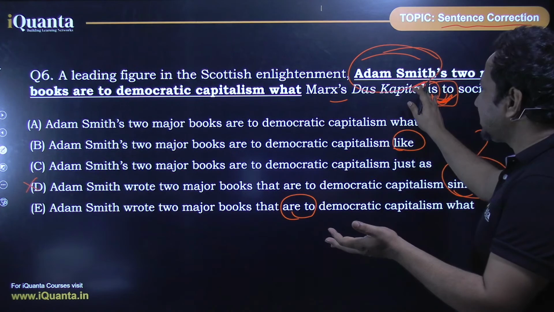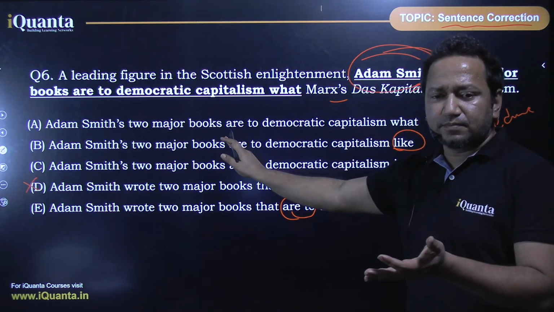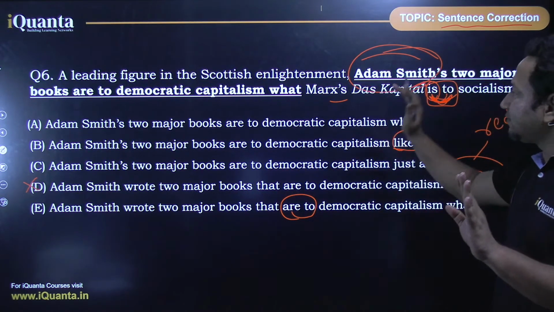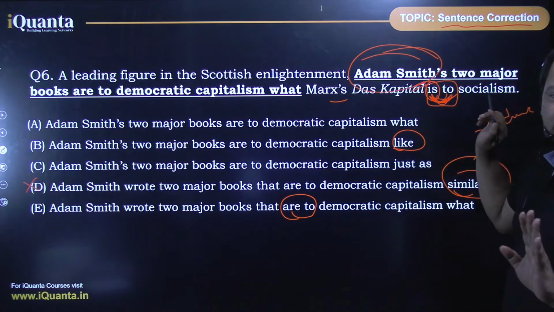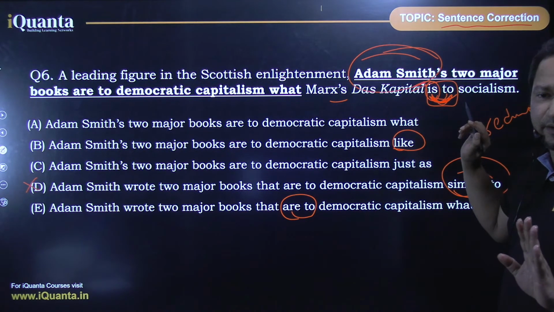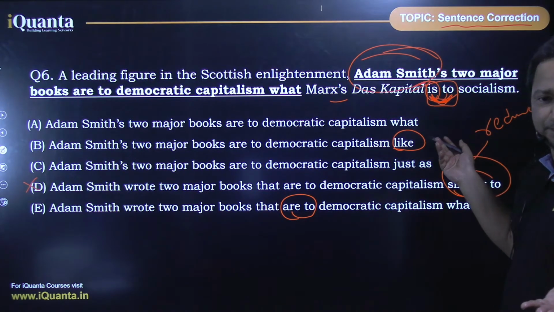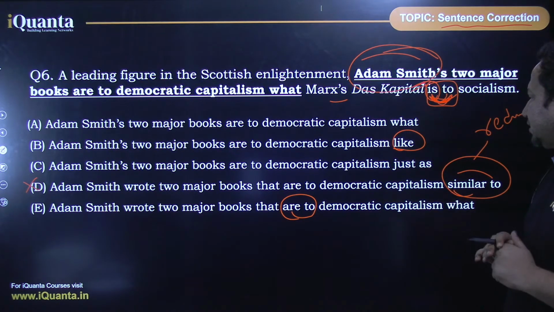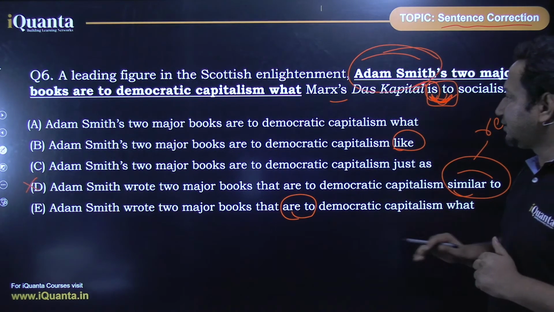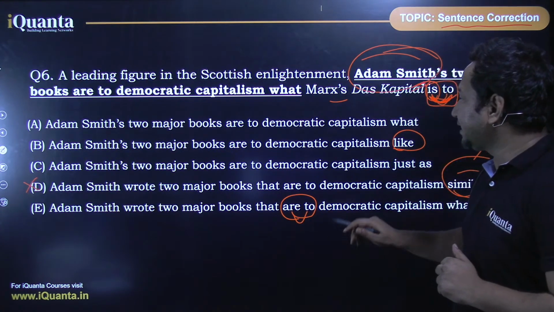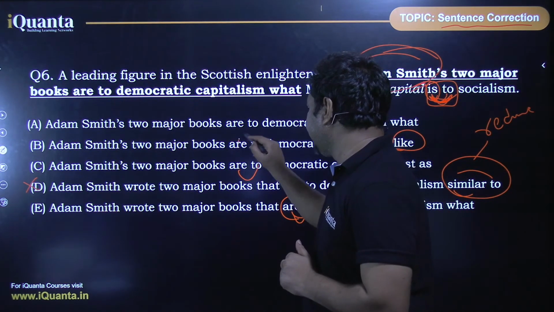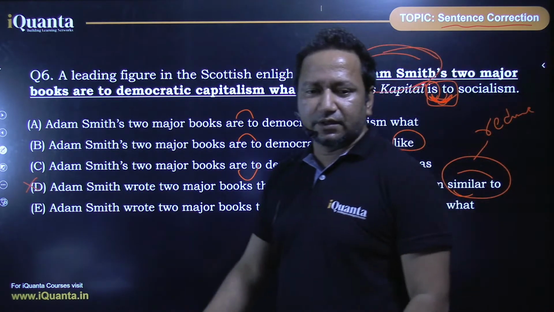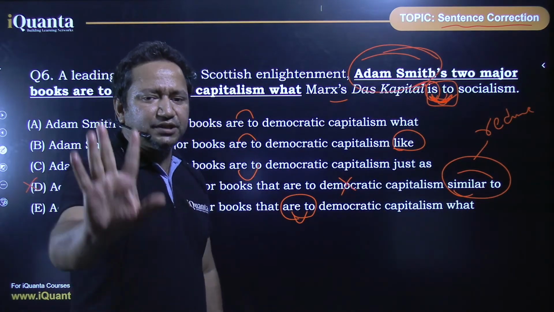So what Adam Smith's work is to democratic capitalism, Marx's Das Kapital is to socialism. Clear? Yeah, Akshay, that's what I said. It's parallelism. We are comparing in terms of parallelism. So this one looks the most correct, of course. Here also "is to" is there, here also, here also. So now we are sure that D cannot be the answer, but what about A, B, C, and E? So we have eliminated option D, right?